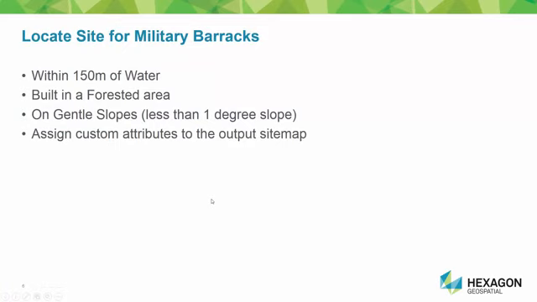In the previous 2 episodes we performed the site selection itself, looking for locations that were within 150 meters of water, built in forested areas and on gentle slopes. In those videos we created a model that basically identified the raster locations where those criteria are true. I created an output raster file, I displayed it, and I set attributes like color and opacity on that dataset manually after it had been created.